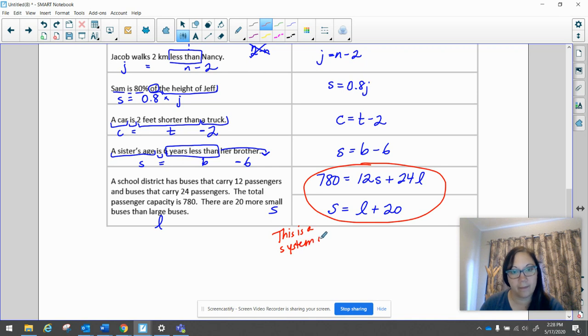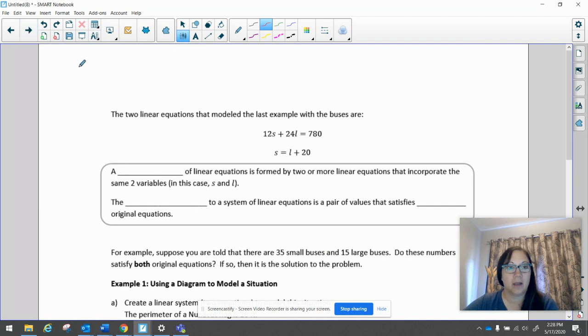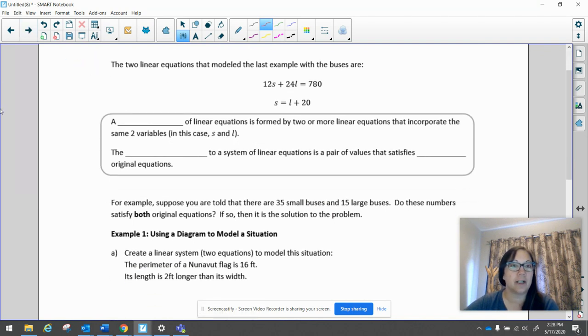Because there's more than one. And they're referring to the same 2 variables, small and large buses. Okay, so the 2 linear equations that modeled the last example with the buses were 12s plus 24l equals 780 and s equals l plus 20.